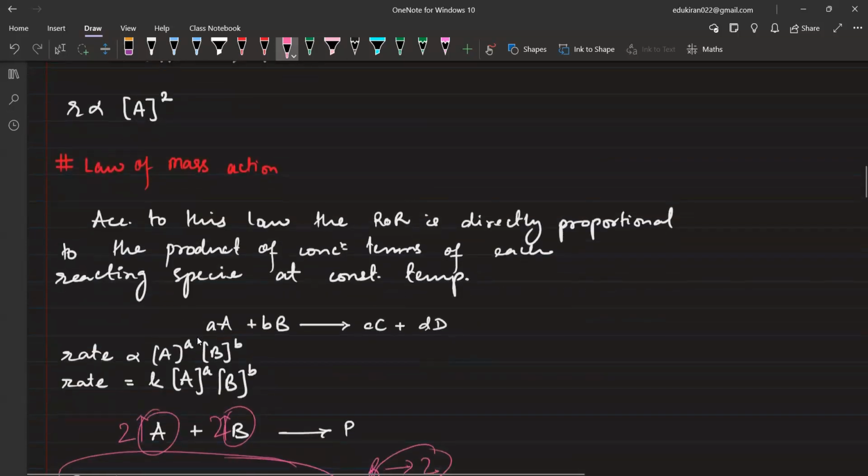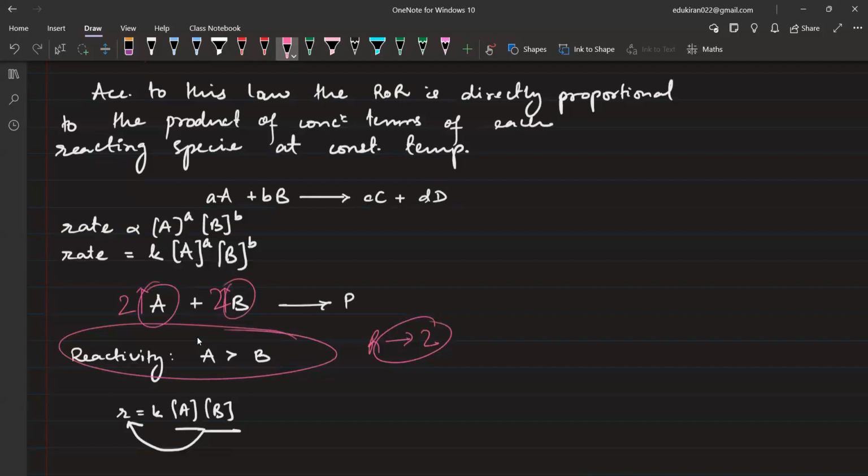So for a general reaction, what we can write: aA + bB gives cC + dD. Here small a and small b are the stoichiometric coefficients. I can say that rate is directly proportional to the concentration of A to the power a, concentration of B to the power b. And rate is equal to the rate constant multiplied by concentration of A to the power a, B to the power b. ठीक है, ये तो बहुत starting phase था chemical kinetics का.